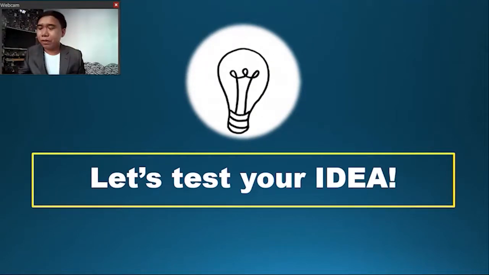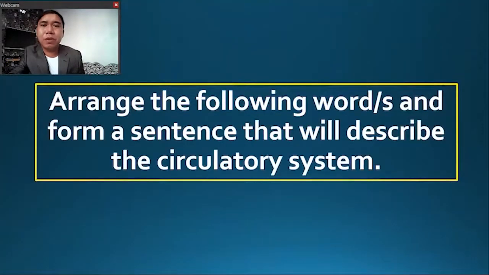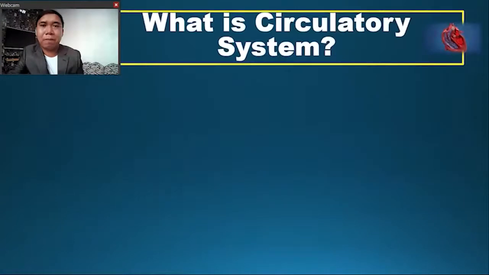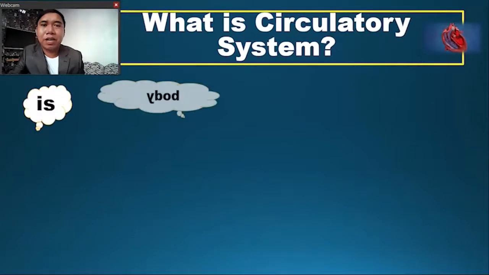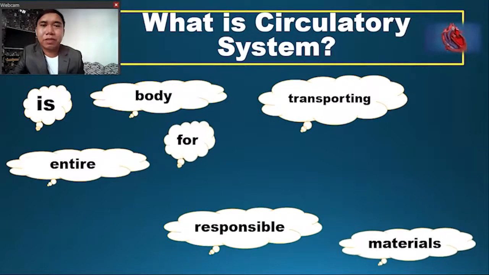Now, on your notebook, we're going to arrange the following words and form a sentence that will describe the circulatory system. On the next slide, you will see different words and then form a sentence out of them. Then, we will check that later. So, that sentence must explain or describe the circulatory system. Now, here are the words.